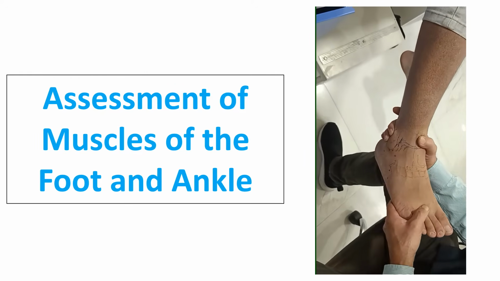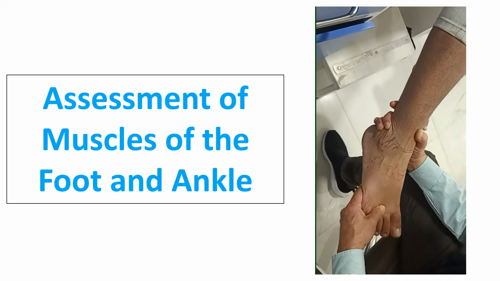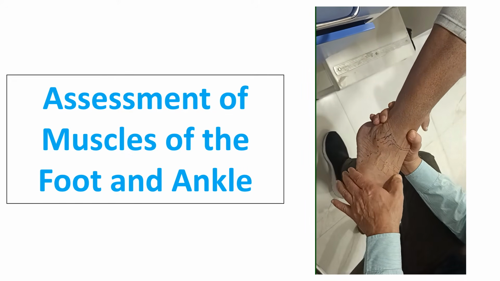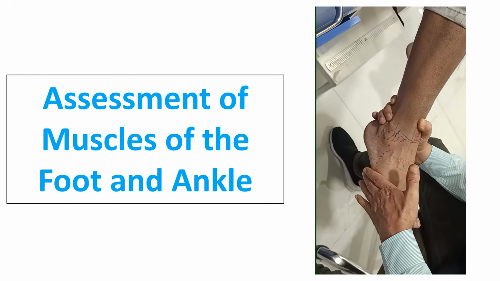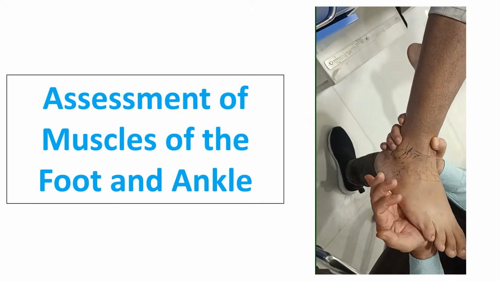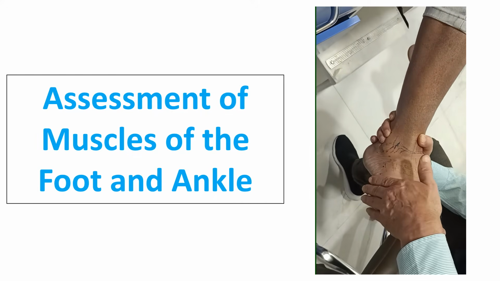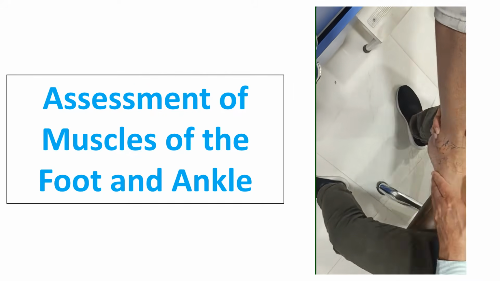Then for everters, you have to ask the patient to plantar flex and evert. So this is for everter weakness. You are testing the peroneals, and then you again dorsiflex and ask the patient to evert. So again, you can test the peroneal tendons.